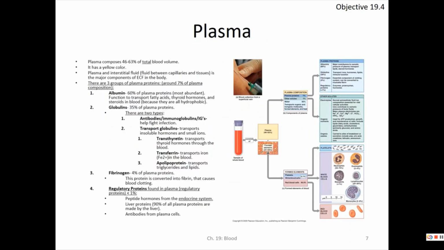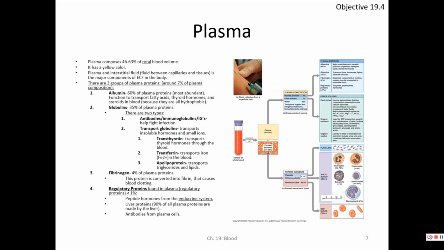Now, plasma, this fluid, remember, this is the matrix of blood. It is about 46 to 63% of the total volume of blood, which means it is about 55% on average. Given that yellow color, there's a molecule in it called bilirubin. Bilirubin gives it its yellow color. That's what builds up in jaundice patients. Jaundice is a condition that we'll talk a little bit about in a moment.